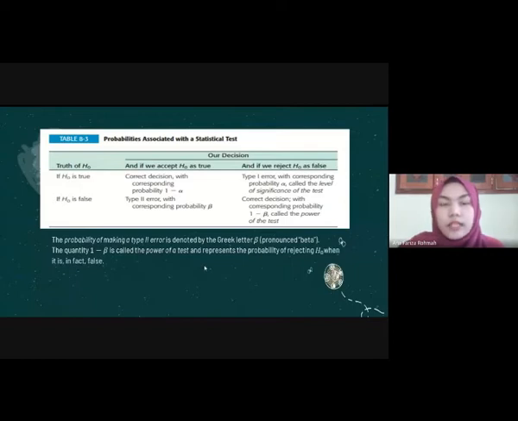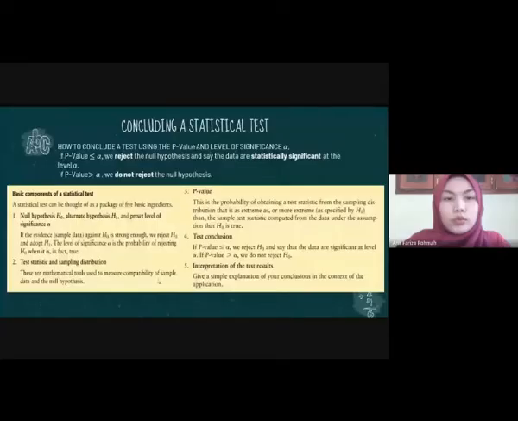And this is concluding a statistical test: how to conclude a test using the p-value and level of significance alpha. If the p-value is less than or equal to alpha, we reject the null hypothesis and say the data are statistically significant at the level of alpha. If the p-value is greater than alpha, we do not reject the null hypothesis.